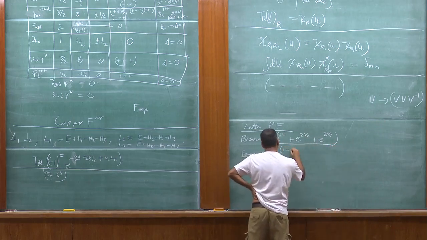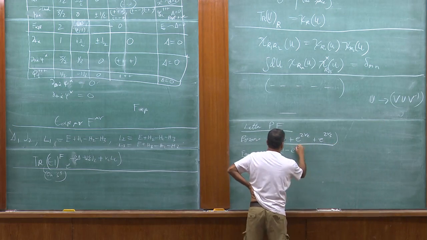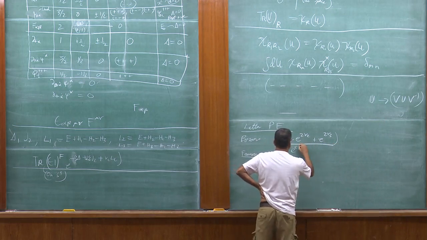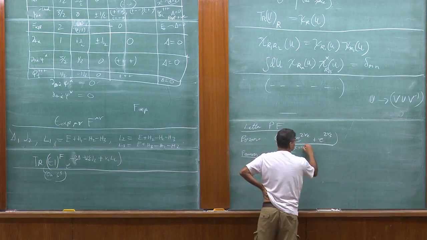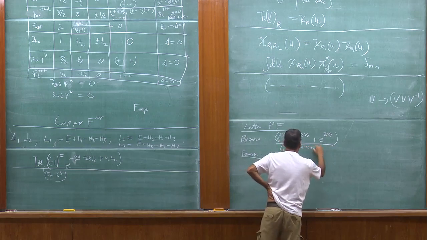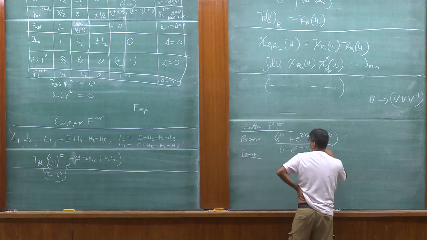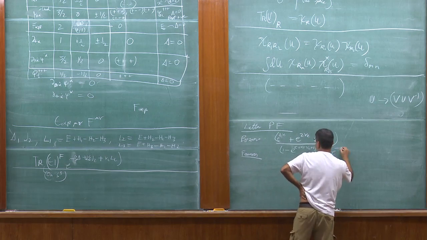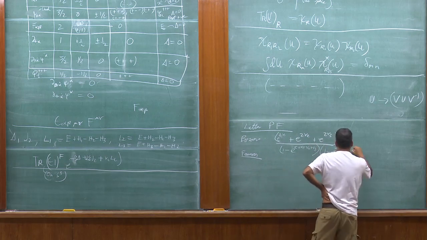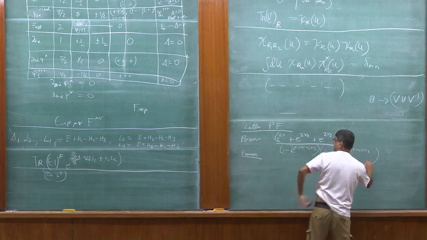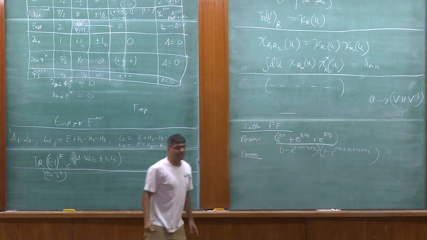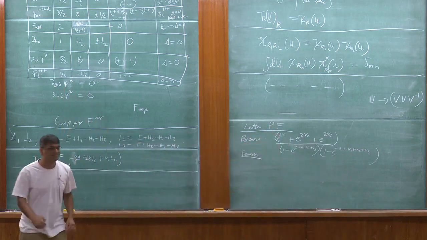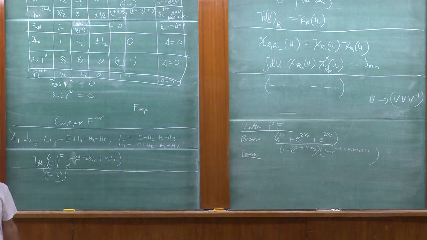This is 1 minus e to the power zeta plus gamma 1 plus gamma 2 plus gamma 3, into 1 minus e to the power minus zeta plus gamma 1 plus gamma 2 plus gamma 3. This is the full letter partition function of the phis. Do you agree with this? Do you understand it?